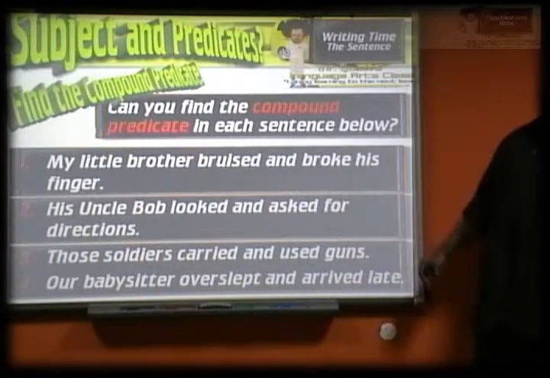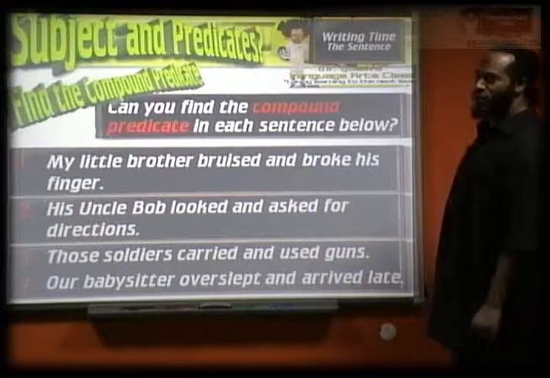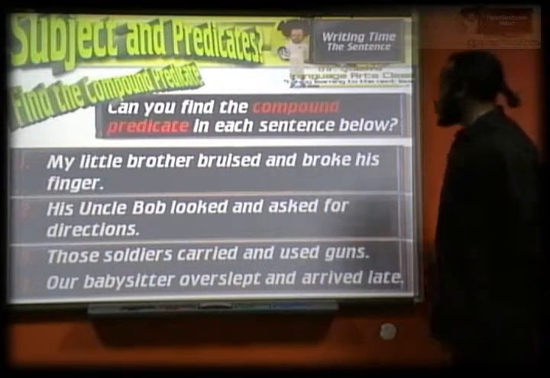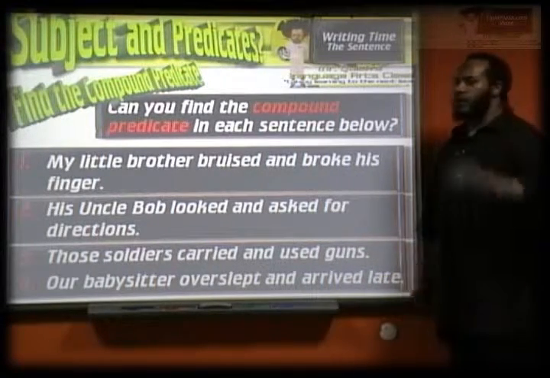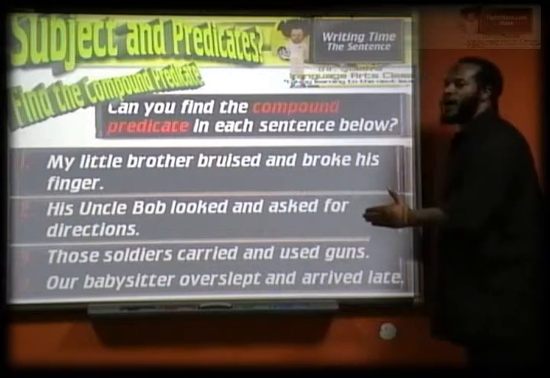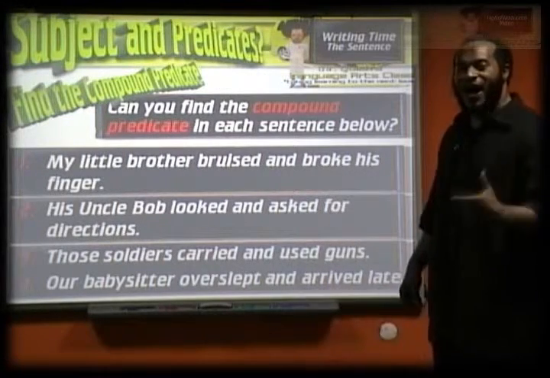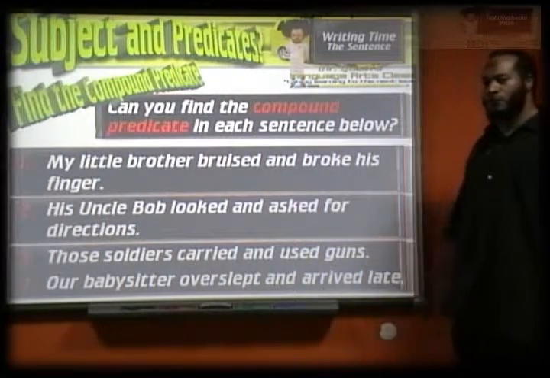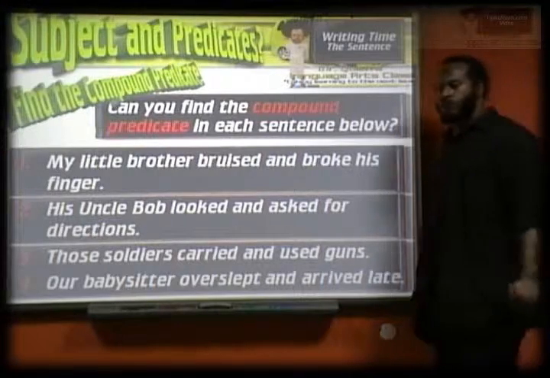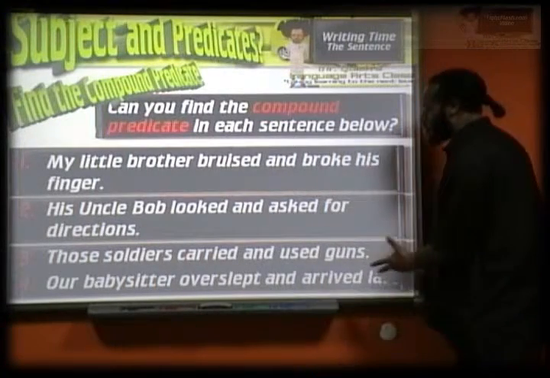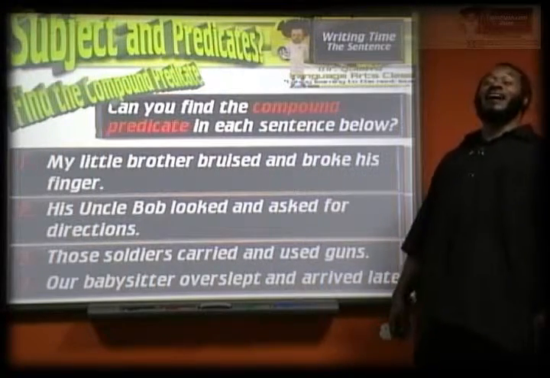Here are our beautiful sentences again, slightly altered to include compound predicates. Here we go. My little brother bruised and broke his finger. Yes, if you follow the method, then you can easily find out where the subject is, and of course that leaves you with the predicate. Now you need to look at the predicate and find the verbs, and then you have your compound predicate. His Uncle Bob looked and asked for directions. Those soldiers carried and used guns. Our babysitter overslept and arrived late.